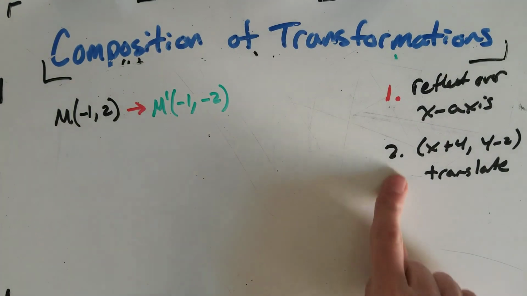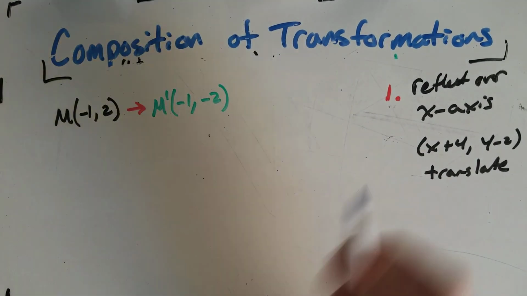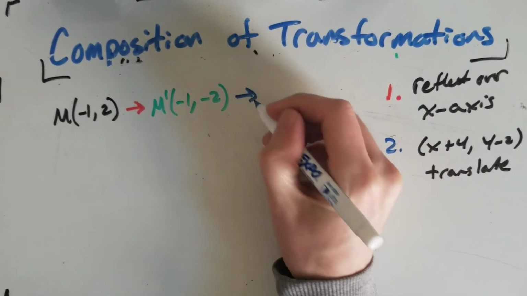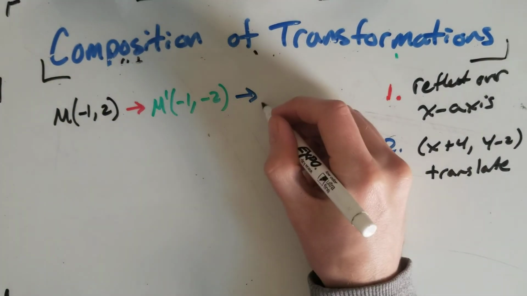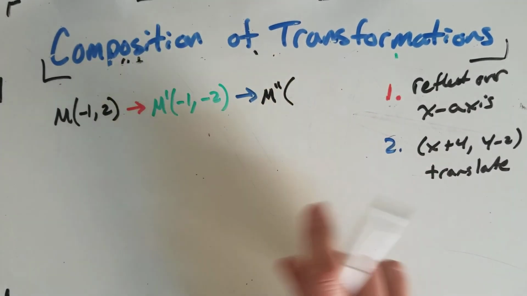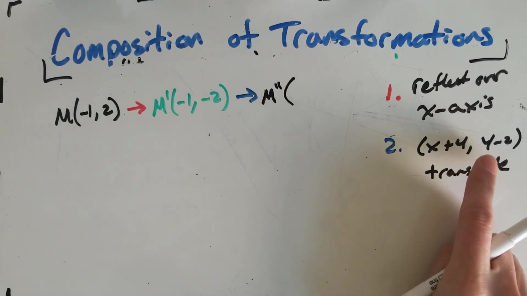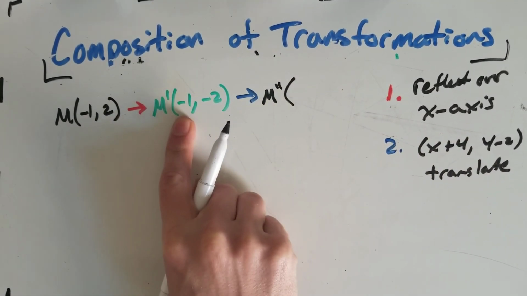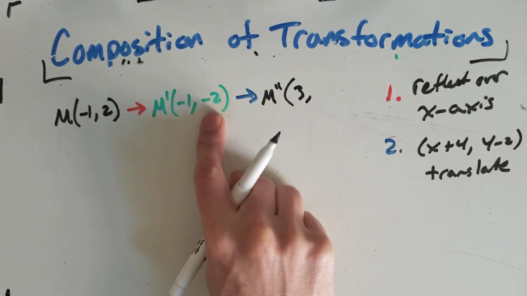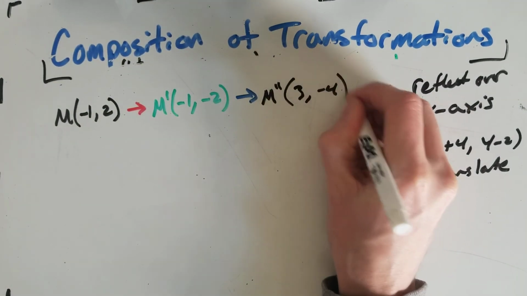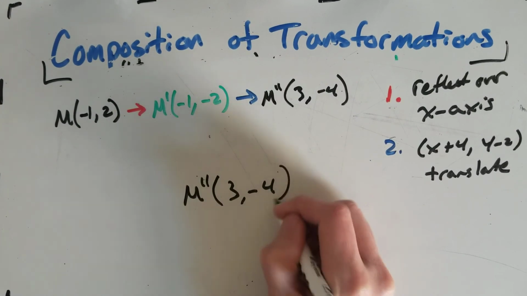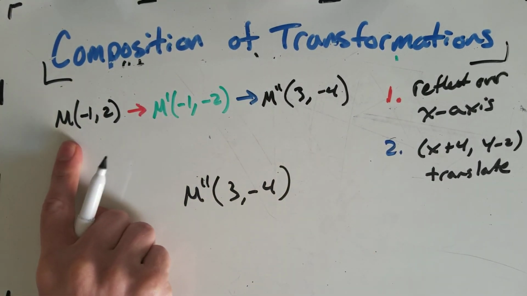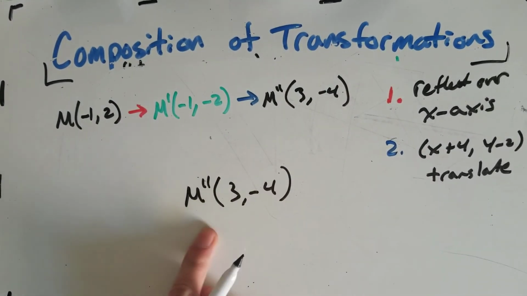Then we're going to go over here, do this in blue, our second transformation. That's going to get us to M double prime, and we are changing by the rule x plus 4, y minus 2. So you're going to go to the reflected point. -1 plus 4 is 3. -2 minus 2 is -4. So our final point, M double prime, is (3, -4). So if you take the original point and you do these two transformations, you'll end up right here.